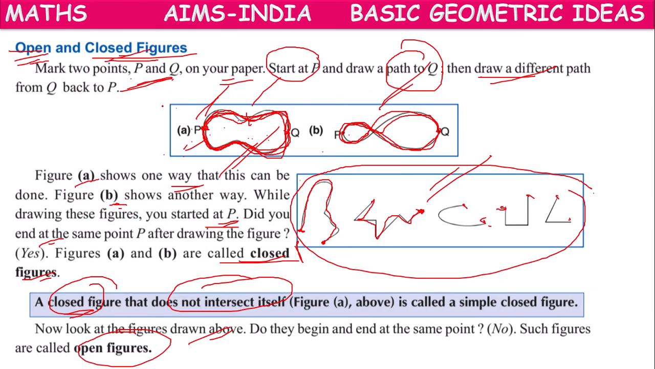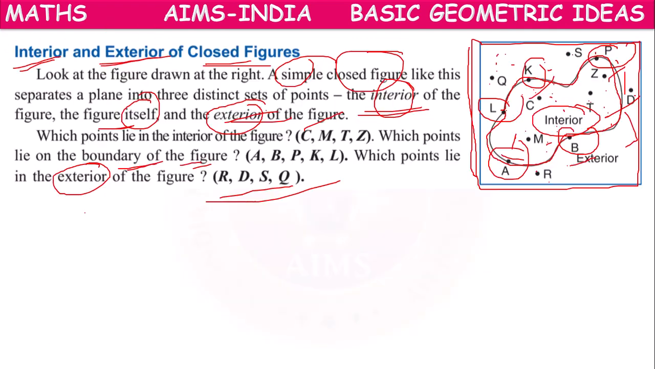Open figure, closed figure. While drawing a figure, if it starts from a point and ends at the same point, then it is called a closed figure. If it does not intersect itself, then it is called a simple closed figure. If the starting point and ending point are different, then they are called open figures. A closed figure divides the plane into three parts: interior part, exterior part, and itself, meaning the boundary.